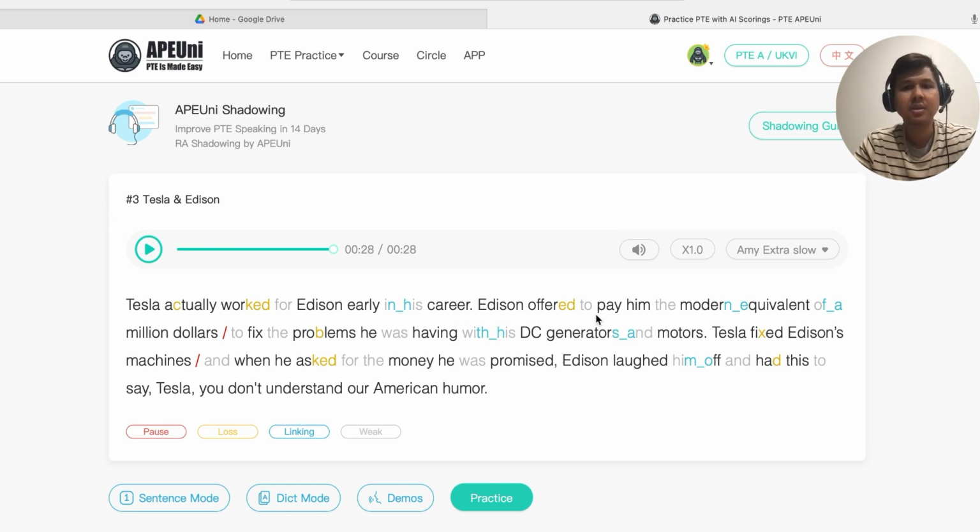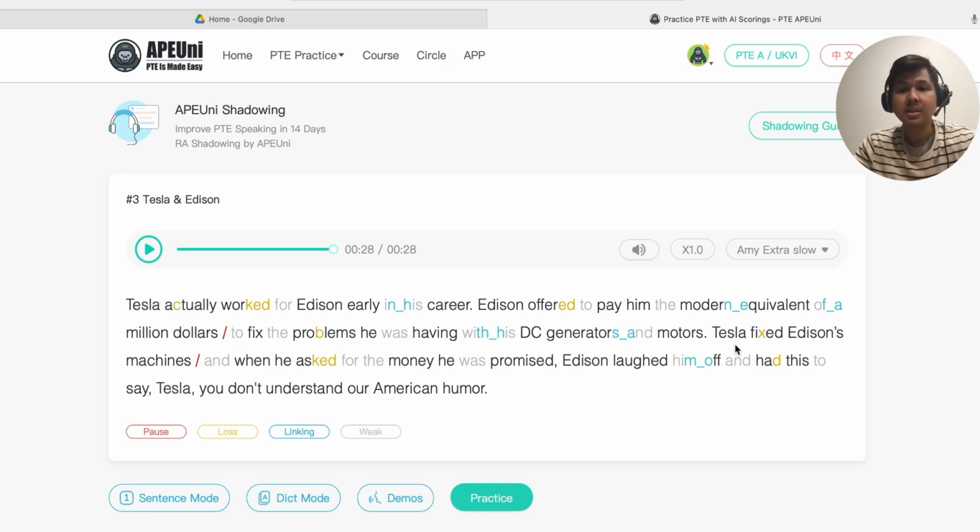Edison offered to pay him the modern equivalent. This is the connected speech. Modern equivalent. So you transition the N sound with the equivalent. It becomes modern equivalent of, linking as well, of $1 million to fix the problems he was having with his DC generators and motors.